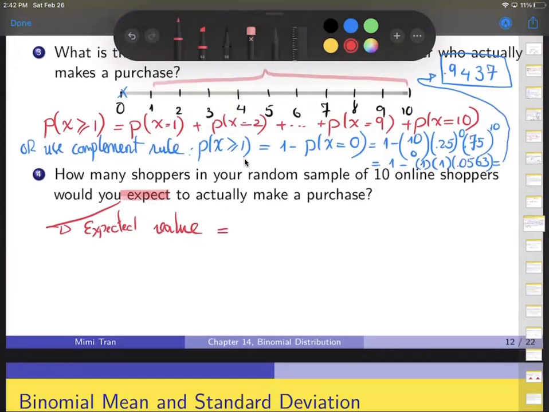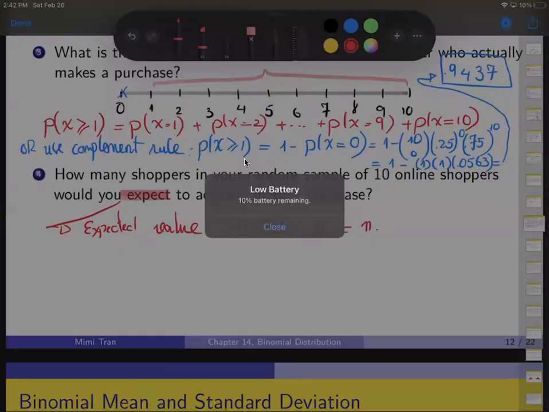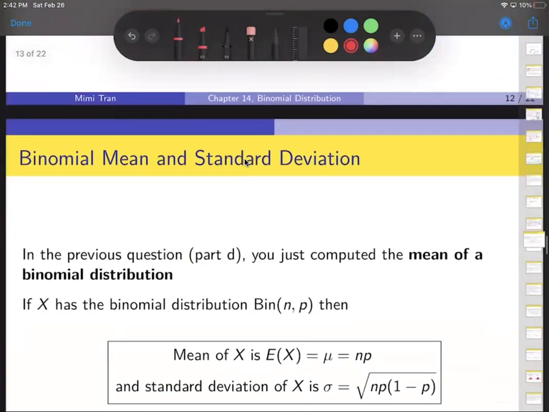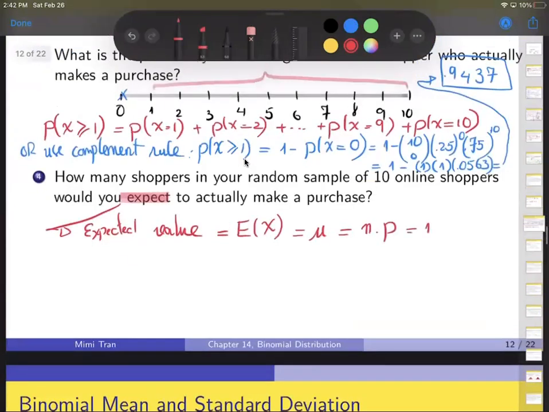Remember the notation. The notation is what? E of X, big X, equals mu, right? It's the same thing as population mean. Well, in this case, it's N times P. N times P right here, N times P. Right? So N is what? N is 10. P is 0.25. 10 times 0.25 is 2.5, right? So there are 2.5 shoppers who will make the purchase.